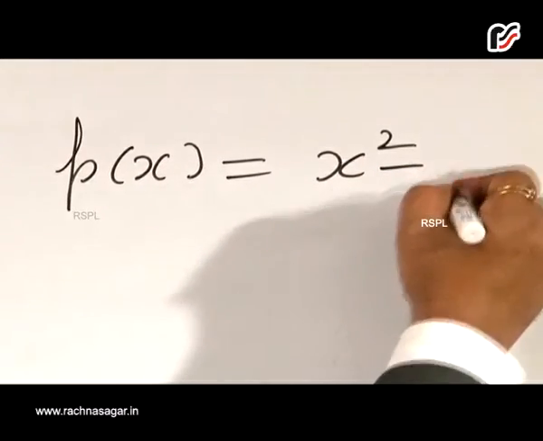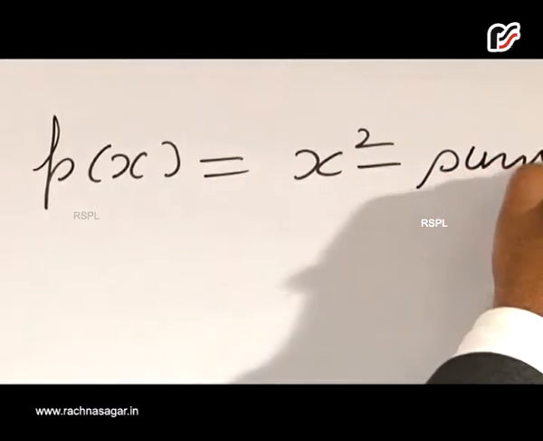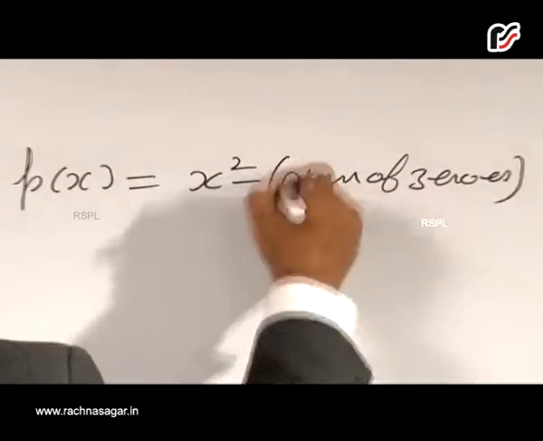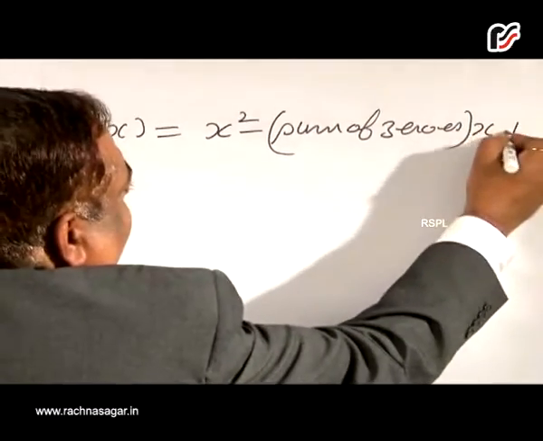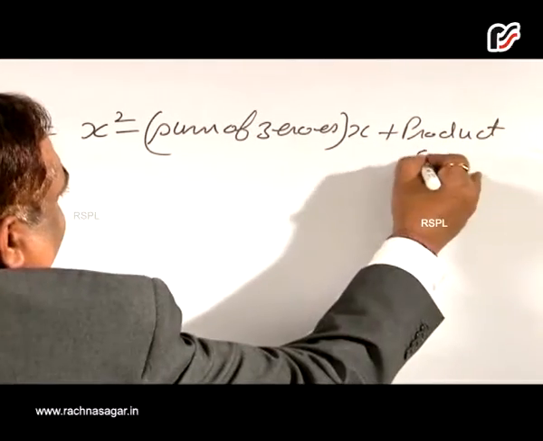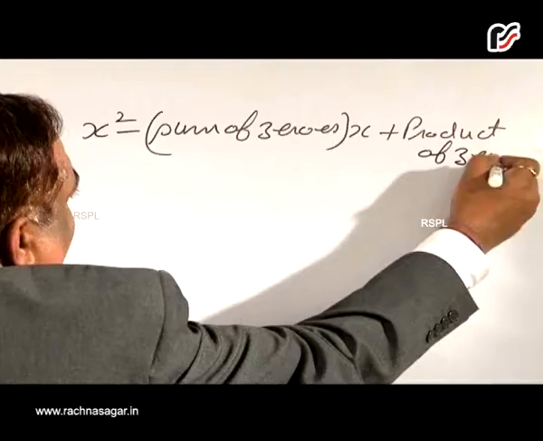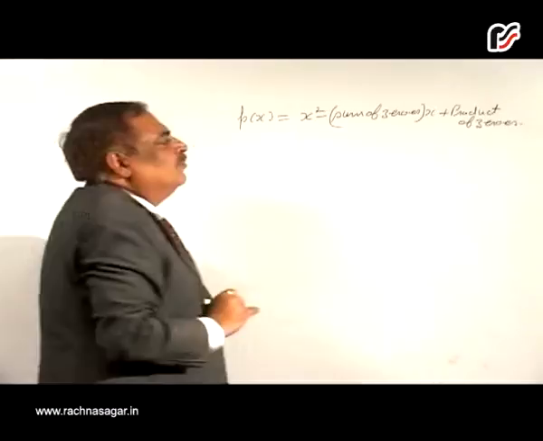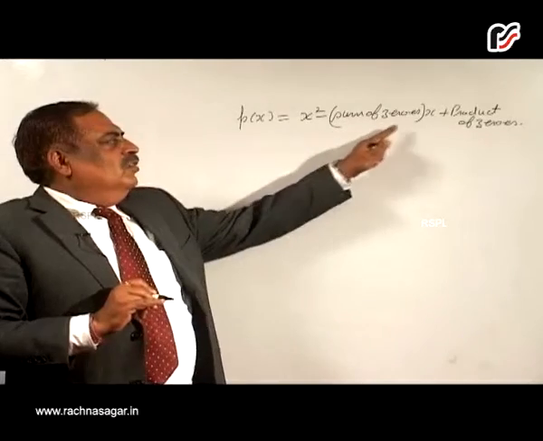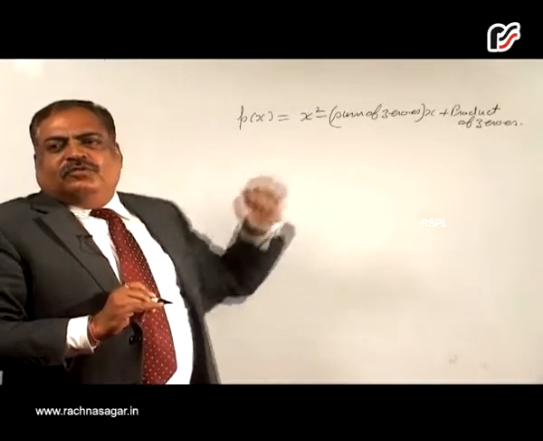x square minus sum of zeros into x plus product of zeros. So to use this formula, what do we need? Sum of zeros and product of zeros.